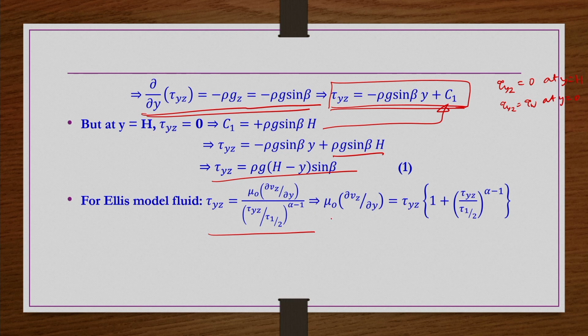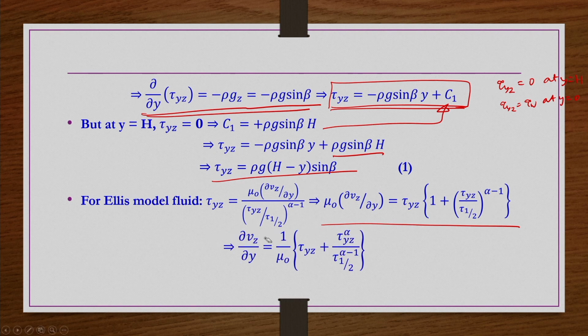So, this expression we rearrange so that we get mu naught dVz/dy on one side, and the other terms on the other side. Then we have dVz/dy equal to 1 by mu naught multiplied by tau yz plus tau yz to the power alpha divided by tau one-half to the power alpha minus 1. This alpha and tau one-half, we already know, are characteristics of an Ellis model fluid.